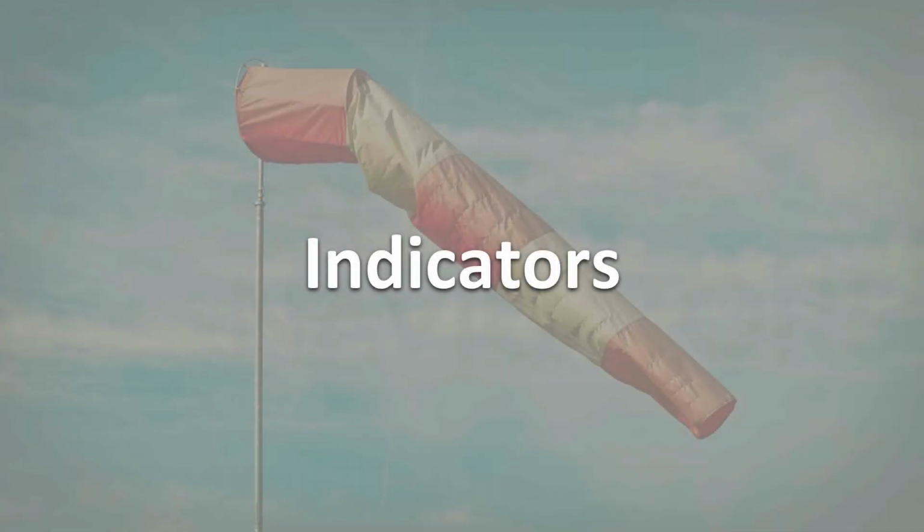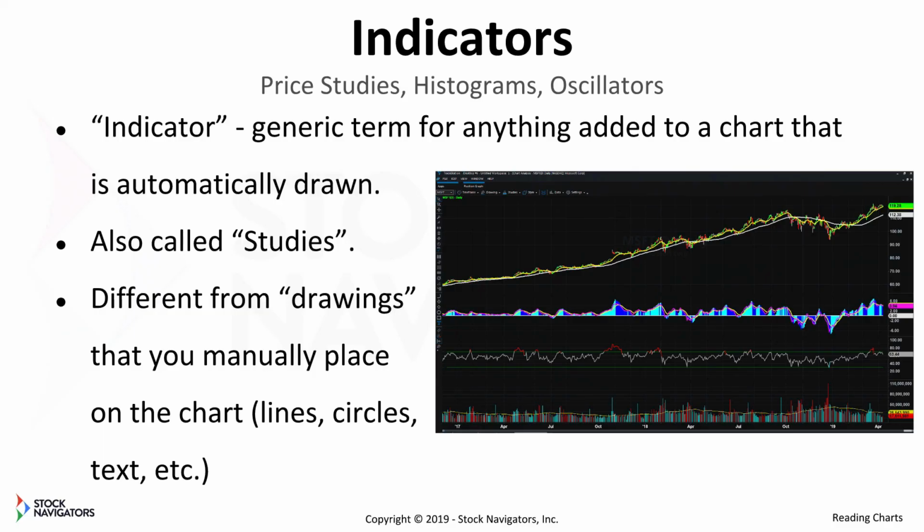Now in trading, there's generally always a lot of talk about indicators, right? Traders tend to love their indicators. But the word indicator is really just a generic term for anything that you can add to your chart that just draws automatically without you having to do anything. They're also called studies in a lot of platforms.